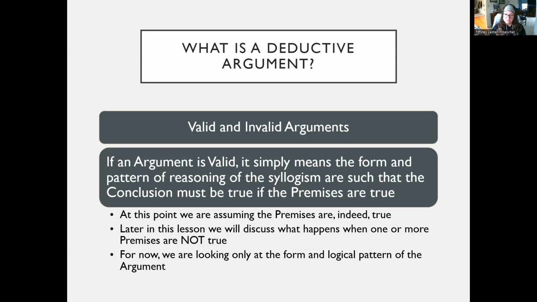So we're looking first at just the premises and the form in which the argument is presented. We will come back to the truth of the premises in just a moment. But for now, we're only looking to make sure that the form and the pattern of reasoning is such that the conclusion must be true, right?